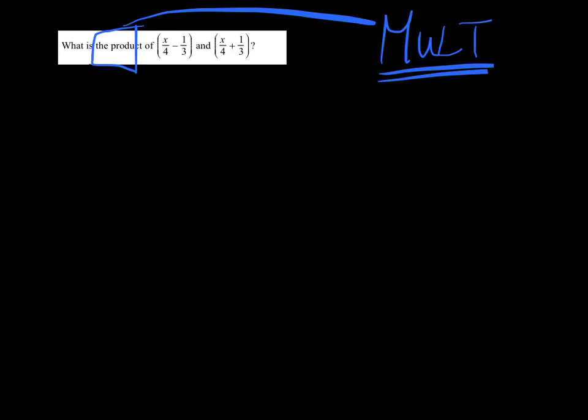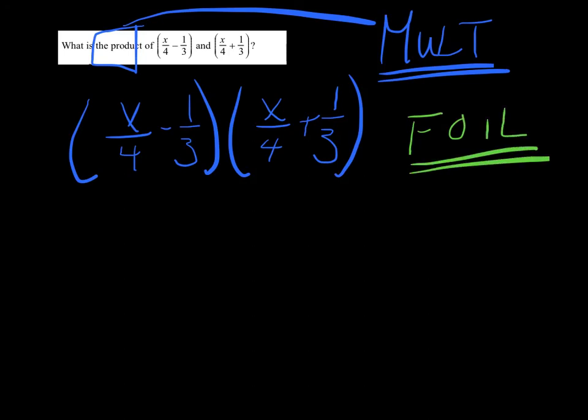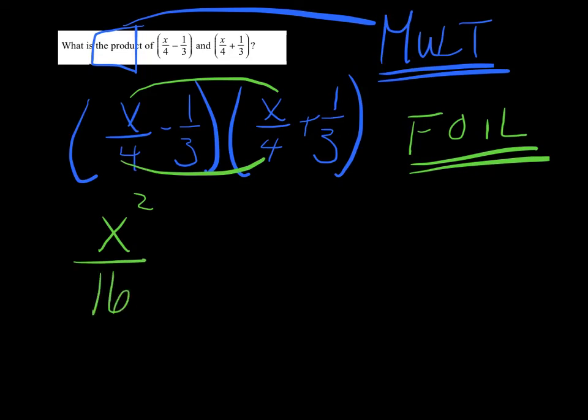This time the question says, what is the product? Product should give it away. When you see product, you need to multiply. So if I want x to the 4th minus 1/3 times x to the 4th plus 1/3, that word FOIL's got to jump right in my head. And again, don't be a hero. If you can't do it by now, let's not waste our time. Let's grab our calculator and go. First, x times x is x squared. 4 times 4 is 16.